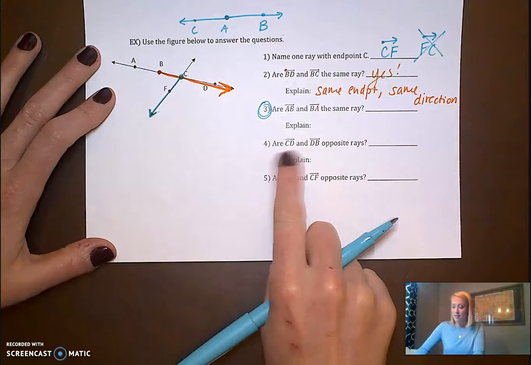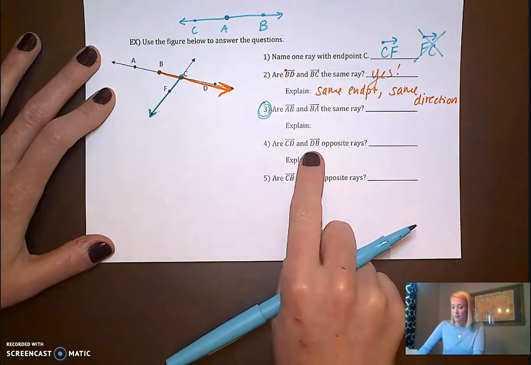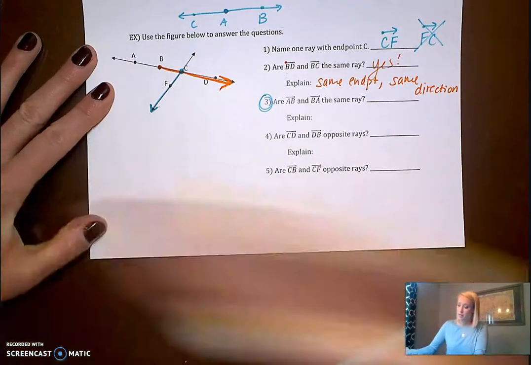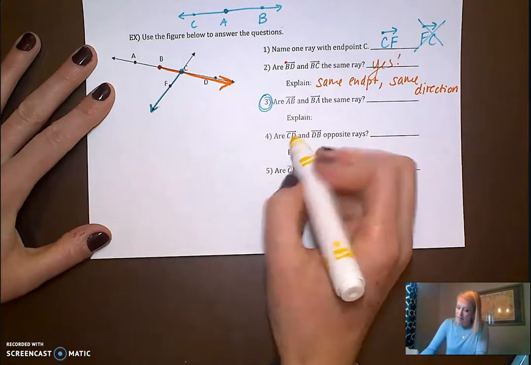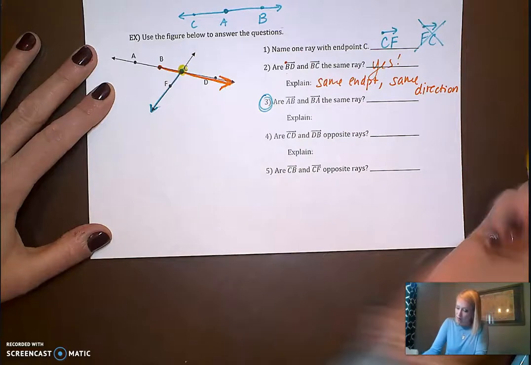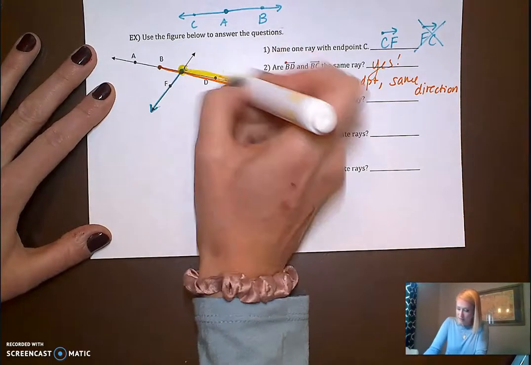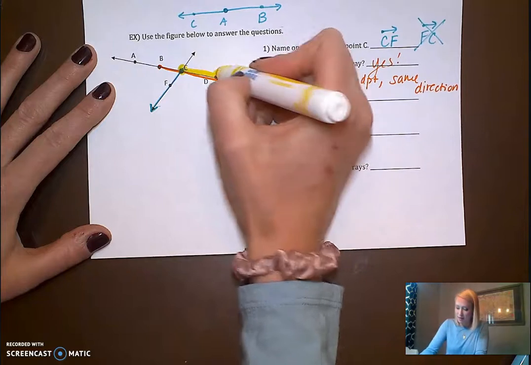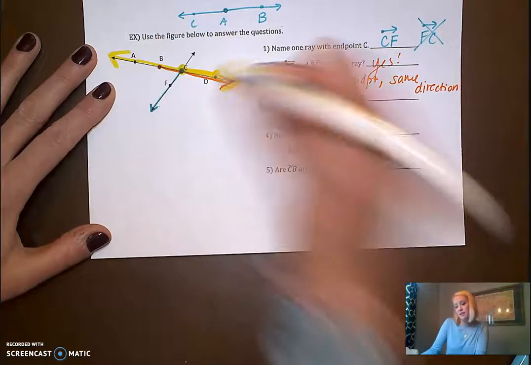Number 4: are ray CD and ray DB opposite rays? Using a lot of colors here. Ray CD starts at C and goes in the direction of D. Ray DB starts at D and goes in the direction of B.